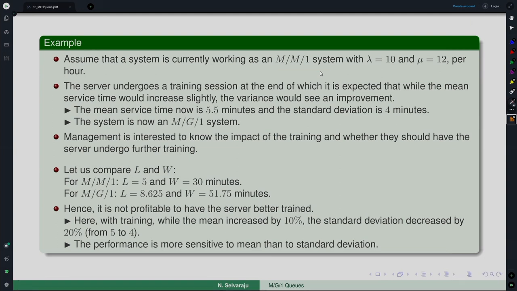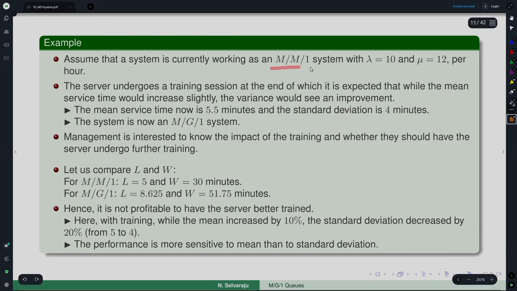some system which is working currently as an M/M/1 system with certain lambda and mu, and the lambda and mu that we have taken here is lambda equal to 10, mu equal to 12 per hour. Now the management decided to give some sort of training to the server, be it a machine or be it a human being, whatever it is. At the end of the training, what is expected is that the service time would slightly increase, but the variability of that service time would see an improvement in the form of a decrease in the variance.